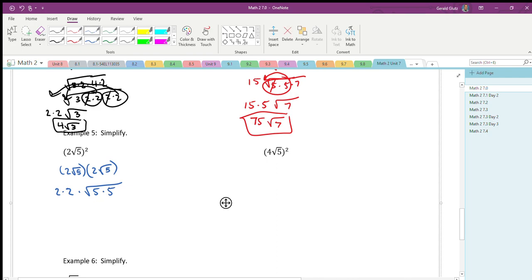So notice we already have a pair inside of here. So one goes away, the other one comes out. So now I have 2 times 2 times 5. So 2 times 2 is 4, times 5 is 20.